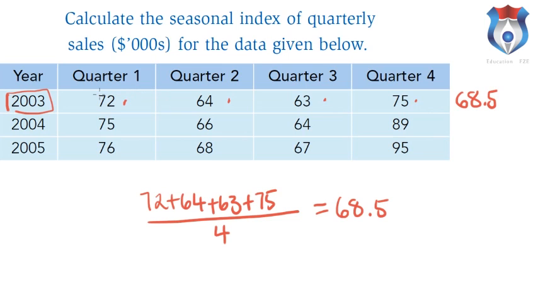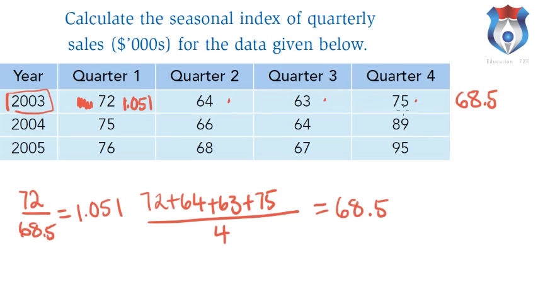Now what I'm going to do is work out this sales figure as a proportion of the yearly average. So I'm going to say 72 divided by 68.5. Now because 72 is greater than 68.5, these sales in quarter 1 were better than average. So my number is going to be 1 point something. So 72 divided by 68.5 gives me 1.051. So 1.051 is this yearly proportion. It's the proportion of 72 divided by 68.5.